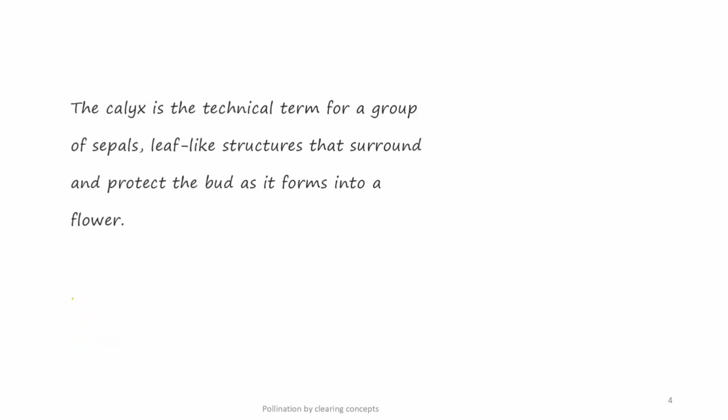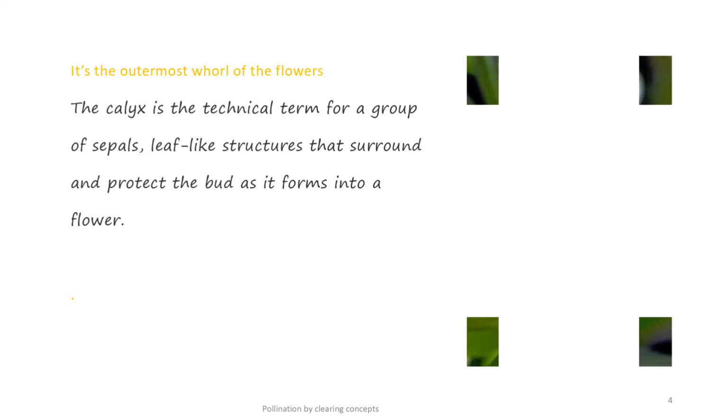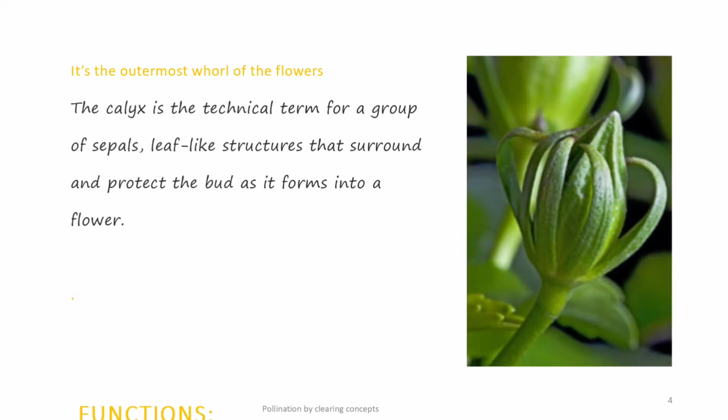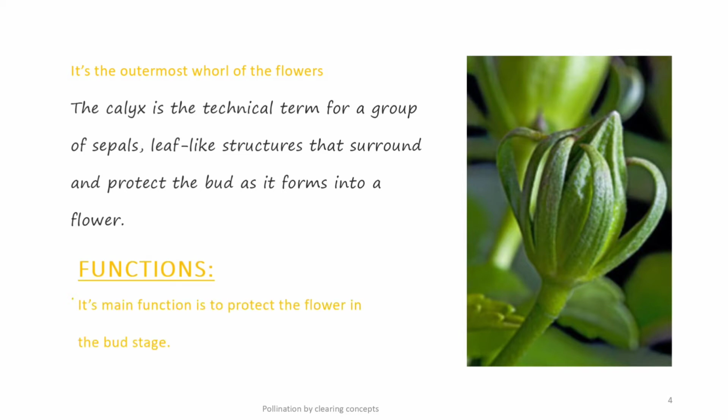Guys, it's the outermost whorl of the flower. Now calyx is the technical term for a group of sepals, leaf-like structures that surround and protect the bud as it forms into a flower. Talking about its function, its main function is to protect the flower in the bud stage.